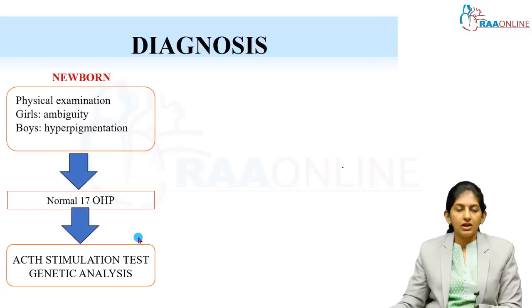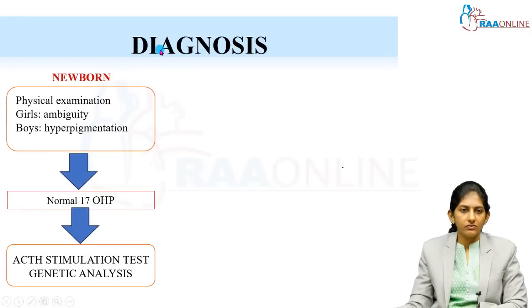So now, how do you go about the diagnosis? Again, whatever I have mentioned, just putting it across here once again. A newborn on physical examination: a girl by genotype but with ambiguous genitalia, or a boy with severe hyperpigmentation, you have a doubt. You do a 17-OHP. If it is elevated, more than 100, they fall into classical CAH. If you have a normal 17-OHP level but still have ambiguity or hyperpigmentation and you are not convinced with this report, do an ACTH stimulation test and a genetic analysis.